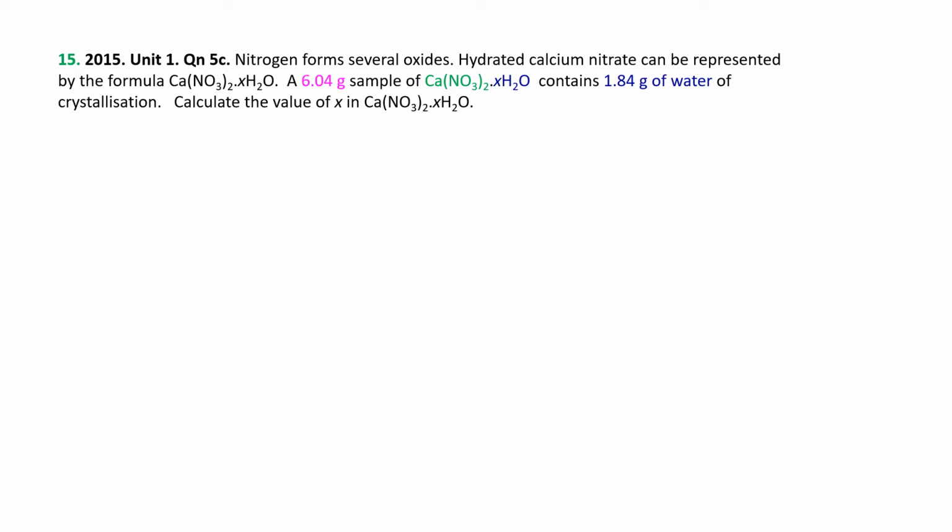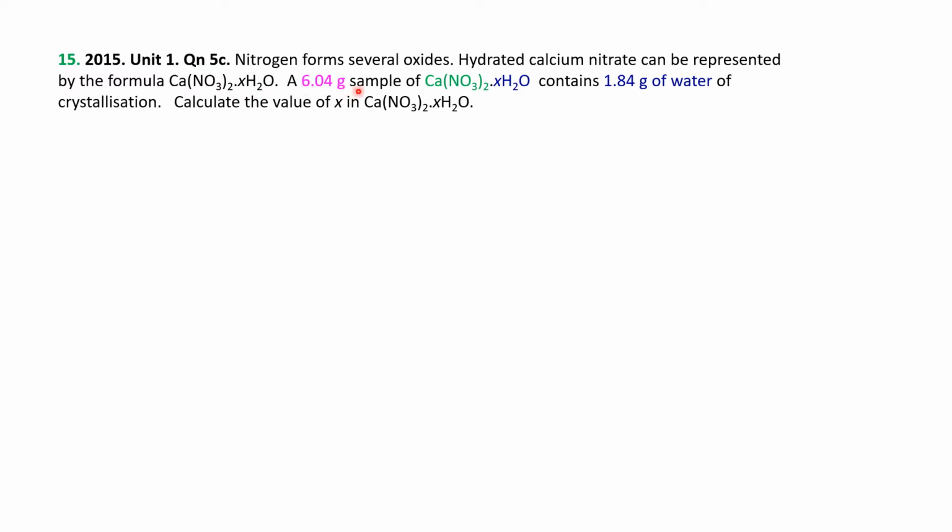So something the A-level board likes a lot are waters of crystallization, using percent compositions and so forth. So a series of questions associated with those. So nitrogen forms several oxides. Who cares? Because we're talking about hydrated calcium nitrate, Ca(NO3)2·xH2O. So guess what we're going to be doing here?